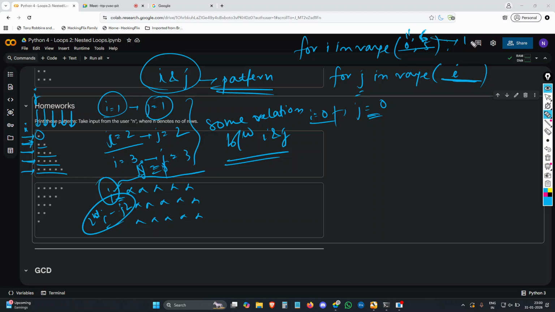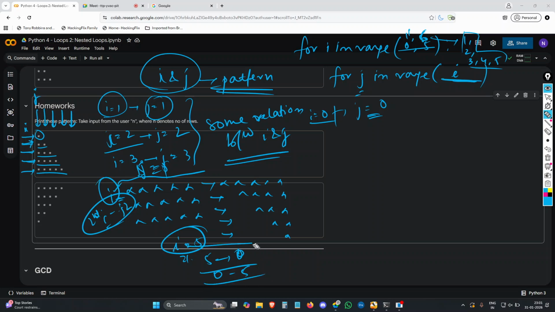So this way, what are the values I'll get? I'll get 1, 2, 3, 4, and 5. Right? Same 5 iterations I will get, because I need 5 rows only. So in this pattern, I have 5 rows, so anyway I need 5 iterations, right? Be it reverse 5 to 1 or 0 to 5, right? So how do we do it?